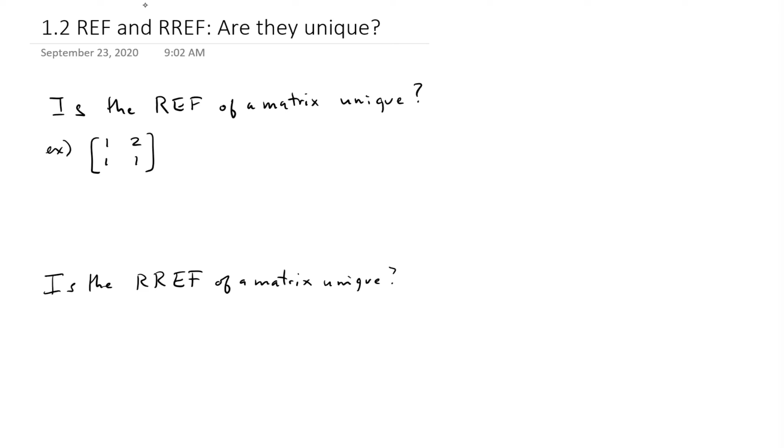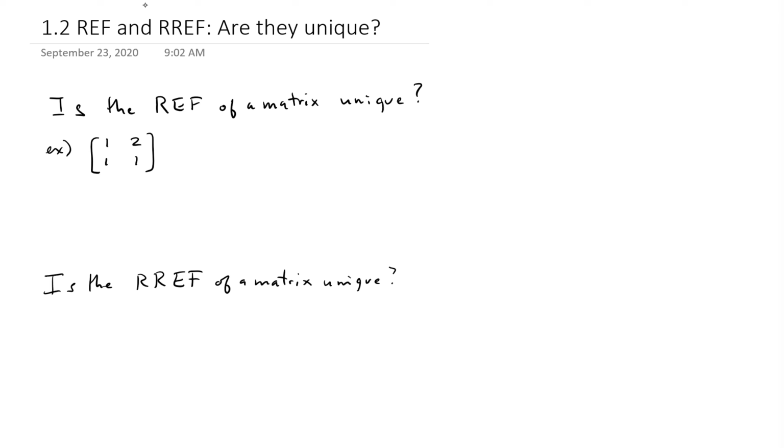So this video is a short note about reduced row echelon forms and row echelon forms, and I'm asking essentially whether these forms are unique for a given matrix. So we'll start with the row echelon form, and I'll show you what I mean with the following example.